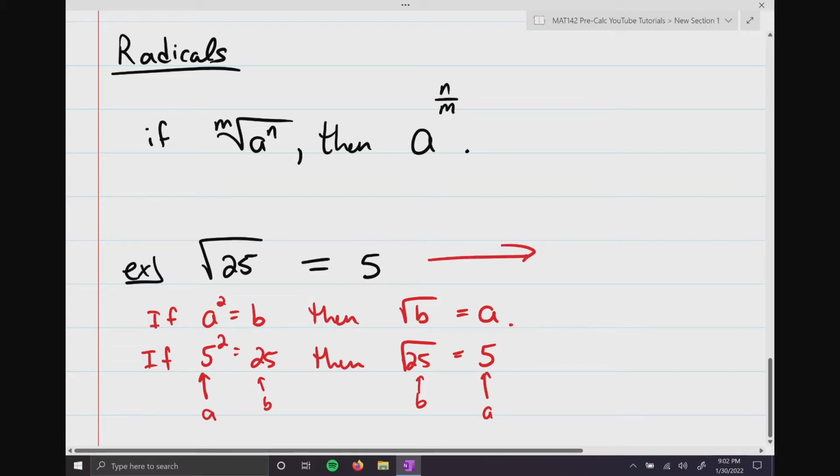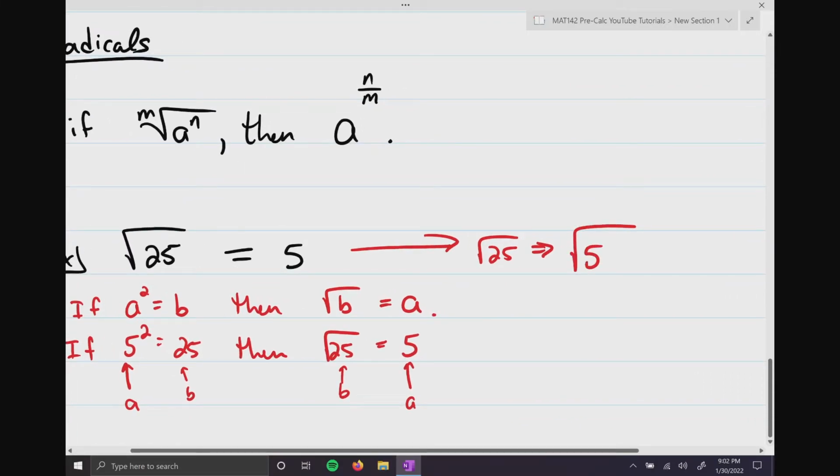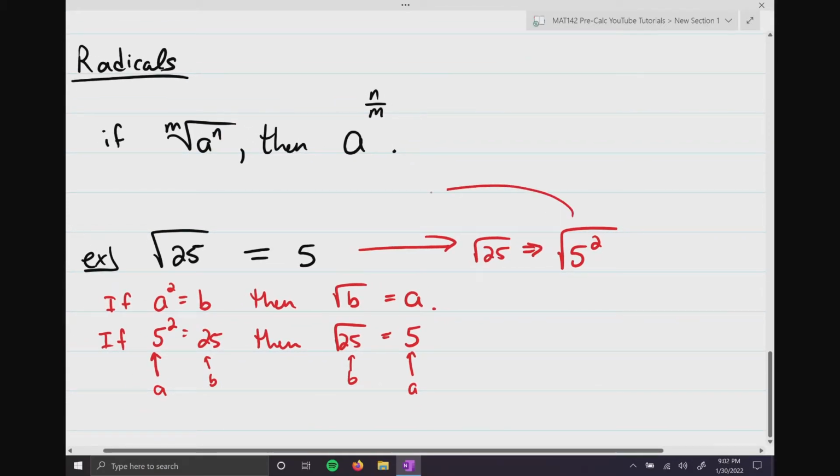So in reality, here's what's happening. The square root of 25, I can rewrite as the square root of 5 to the second power. Now, if I apply this definition up here, then I can rewrite that radical as 5 to the second, all raised to the 1/2 power. Because remember, the m is going to be the denominator. The m is called the index. And then you have the variable.